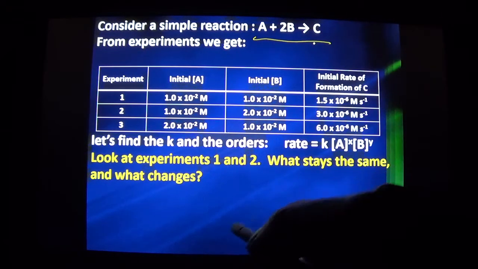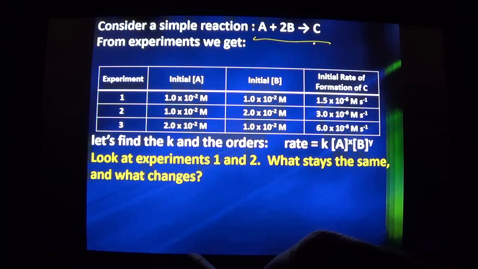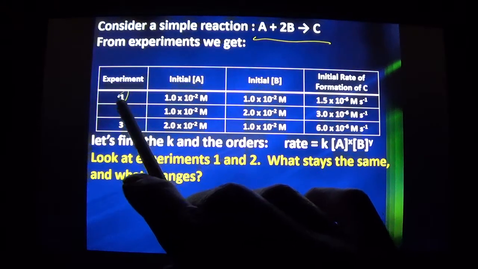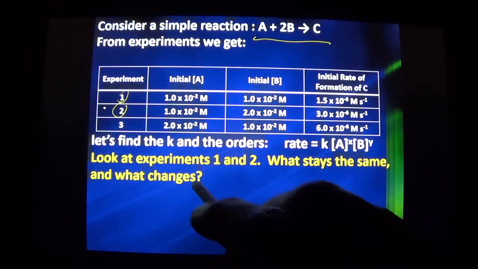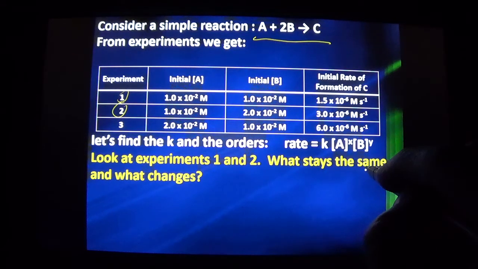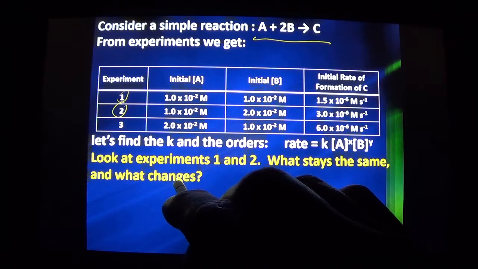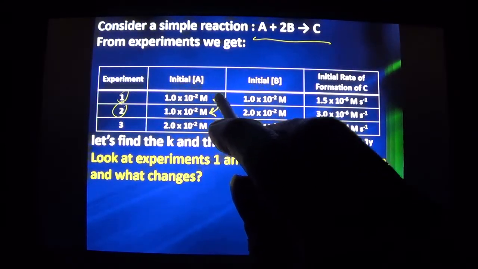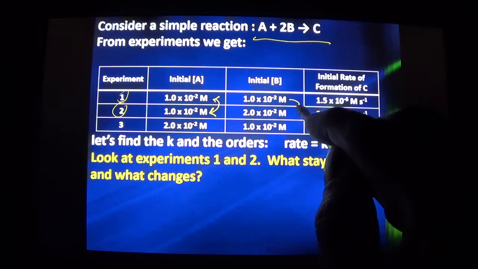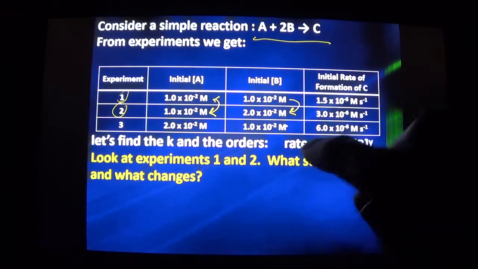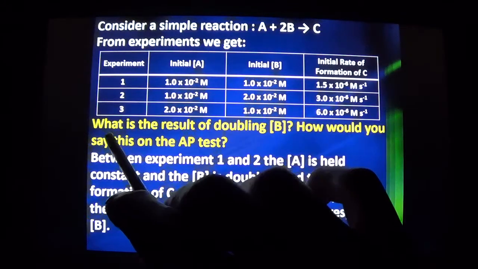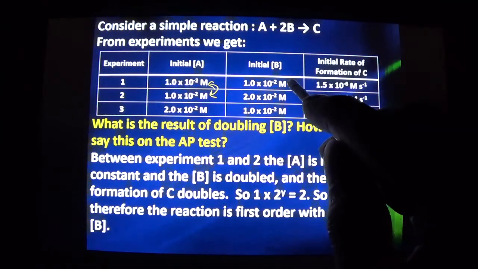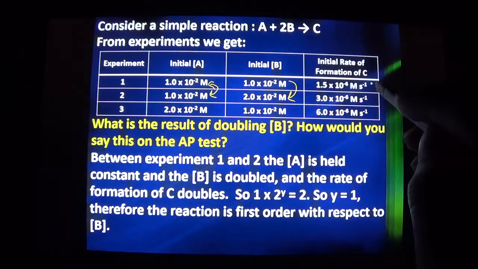Well, we're going to isolate some effects. We're going to look at experiments 1 and 2 and ask ourselves the questions, what stays the same, what changes? Hopefully you see A stays the same while the concentration of B changes, specifically doubles. So, what is the result of doubling B? Again, A stayed the same, no change. B doubled. What's that result?